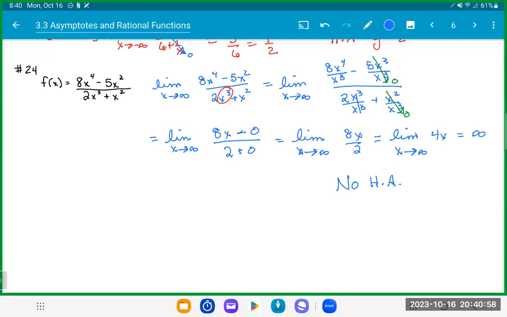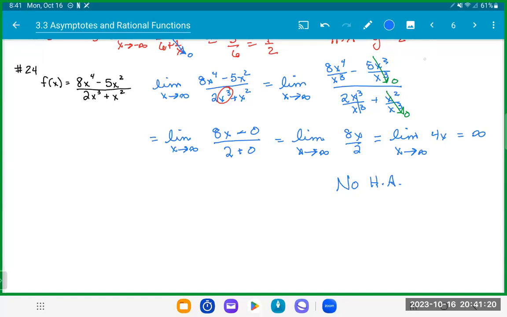Okay? Question. Professor, yes. I don't understand. I'm trying to understand how you got from 8x to the fourth minus 5x to the second, squared, to 0. That's what I'm getting confused about.